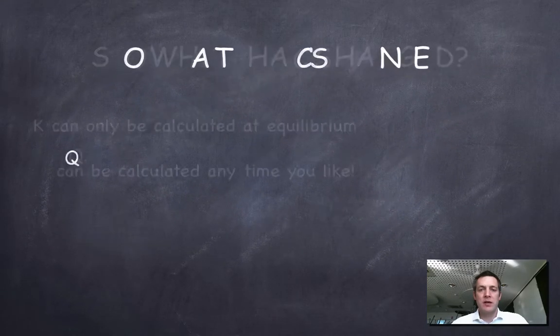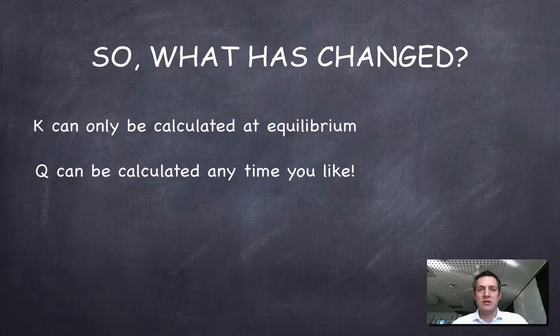Now you might be thinking, hang on a minute, this sounds awfully familiar. This sounds just like what we learned about equilibrium constants. Well, it is rather like that, except that you can only calculate an equilibrium constant at equilibrium. You could calculate the concentration of products and divide it by the concentration of reactants at any time. But if you were doing that at equilibrium, then you would be calculating K, the equilibrium constant. If you did it for a reaction that was not at equilibrium, you'd be calculating Q. So that really is the only difference between K and Q.